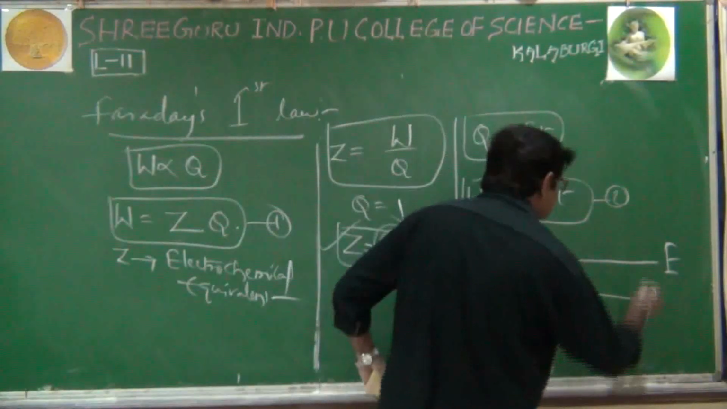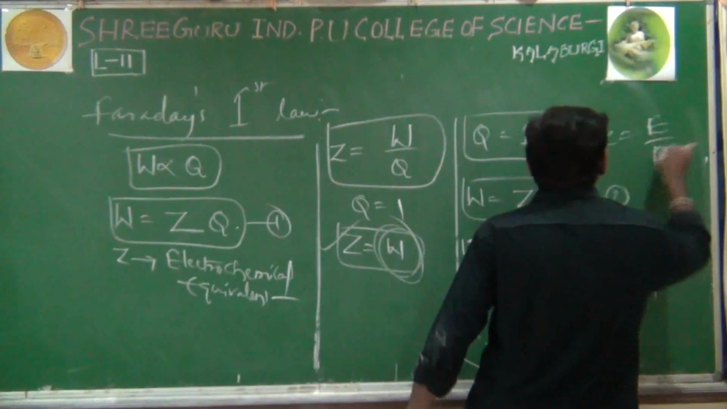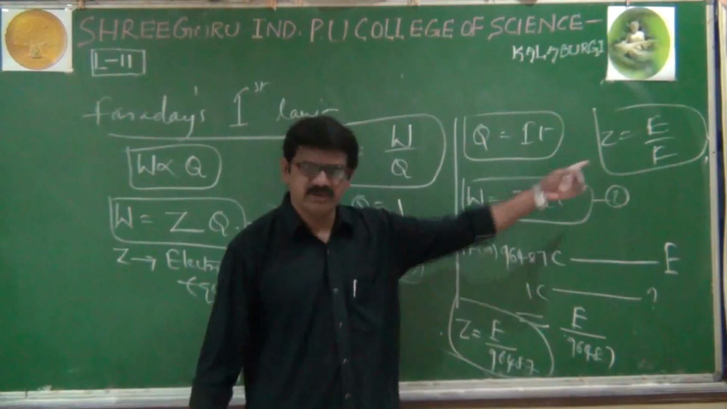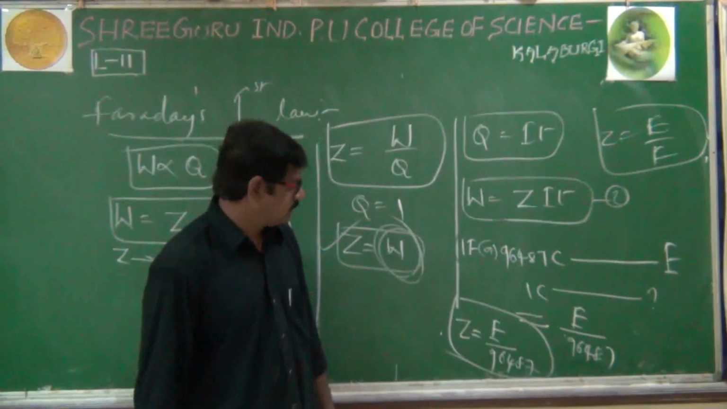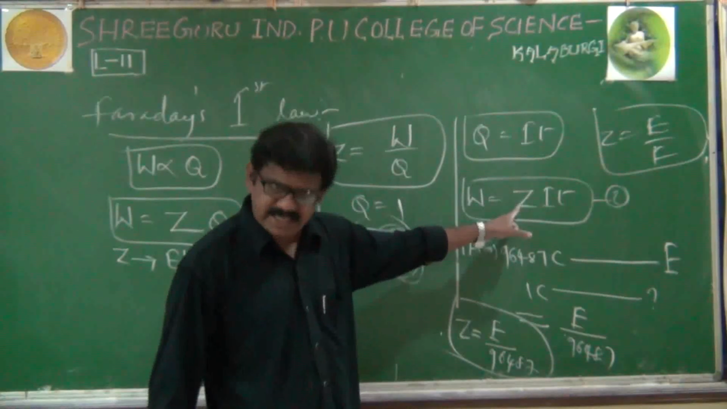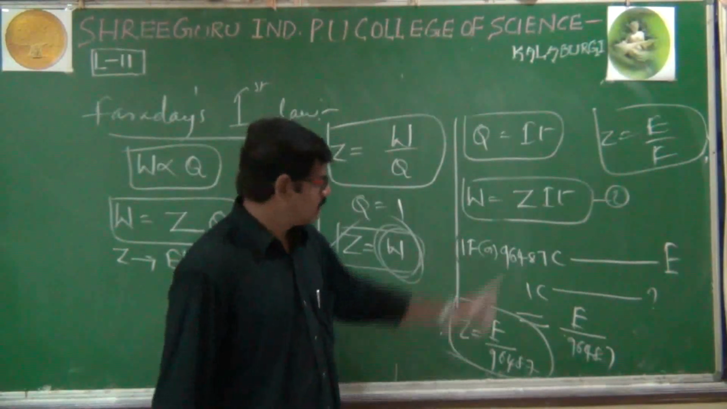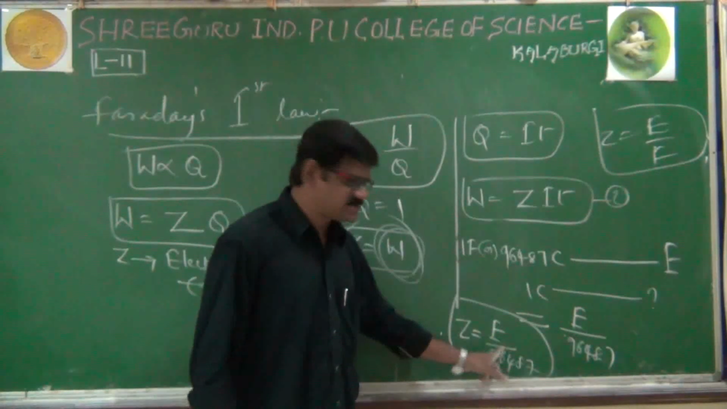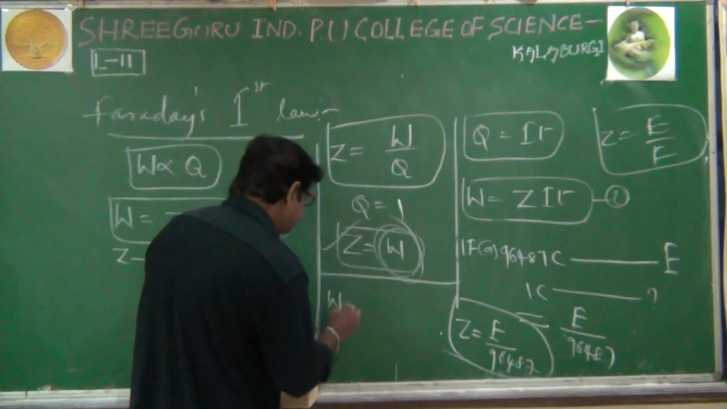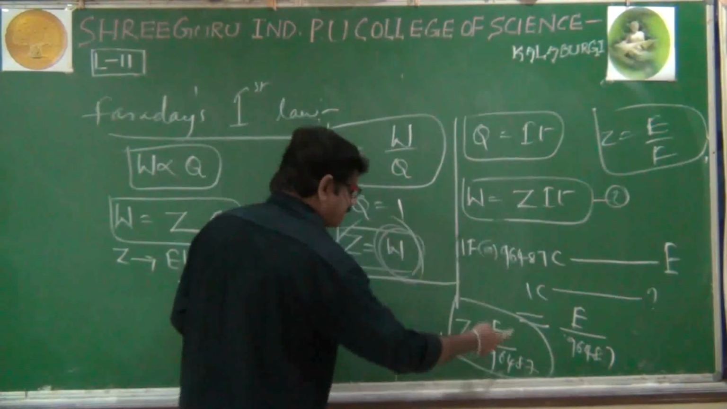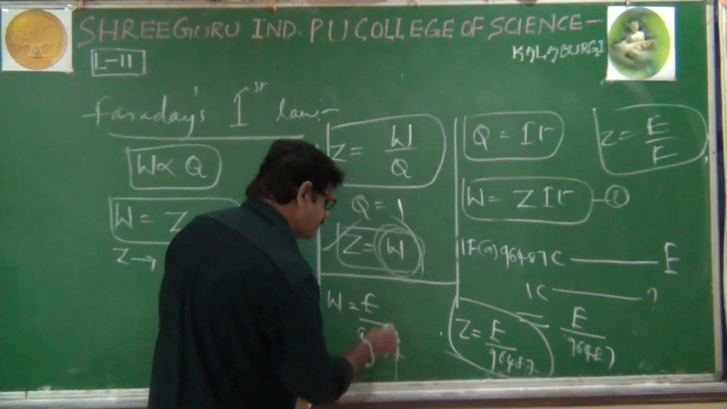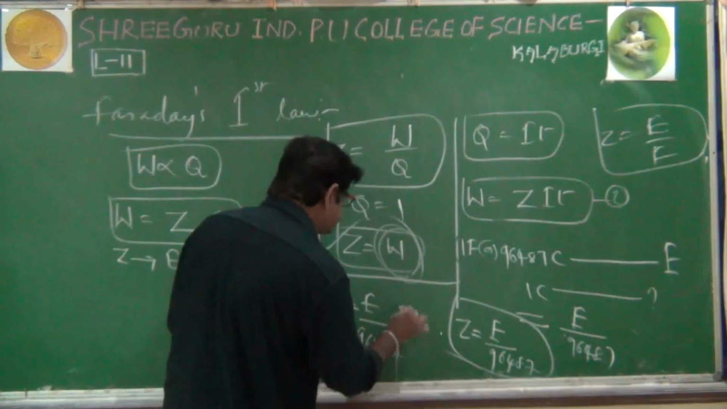Or we can also write Z is equal to E by F. Both are correct, because 96,487 and F are equal. Now, in the second formula, in place of Z, I'll substitute this one. You will get the ultimate last formula like this: W is equal to capital E divided by 96,487, into I into T. That's it.